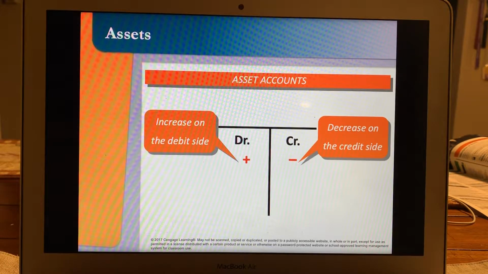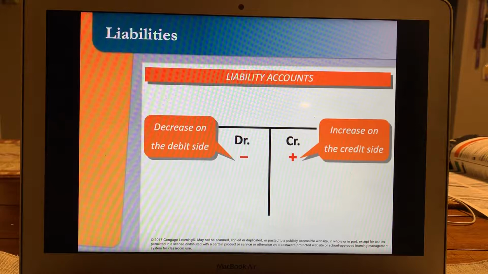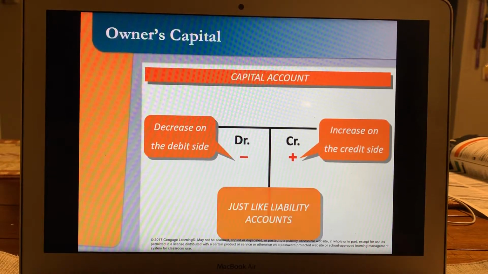Assets increase on the debit side, decrease on the credit side. This is any asset account, so keep that in mind, which includes cash. Let's see, another example are like prepaid insurance, accounts receivable. Just a couple of examples. Land. Let's see, what else? Vehicles, things of that nature. Liabilities. So a decrease on the debit side, a positive increase on the credit side. So notice how these kind of flip.